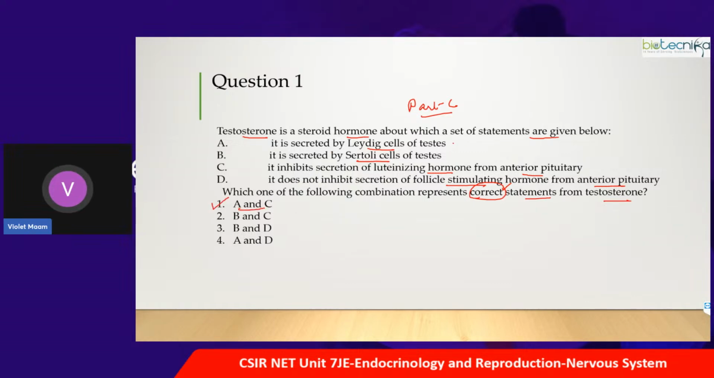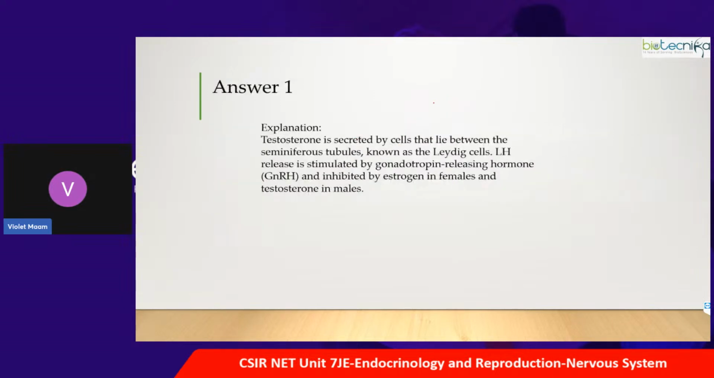Testosterone is secreted by Leydig cells. Remember. Where are the Leydig cells present? Inside the testis. When you see the cross section, they lie between the seminiferous tubules. Inside the testis you have the tube-like structures, and in between them you will have the Leydig cells. Testosterone is secreted by cells lying between the seminiferous tubules.